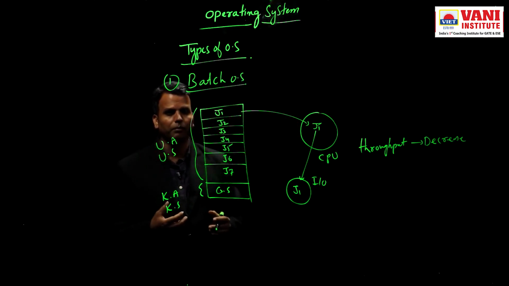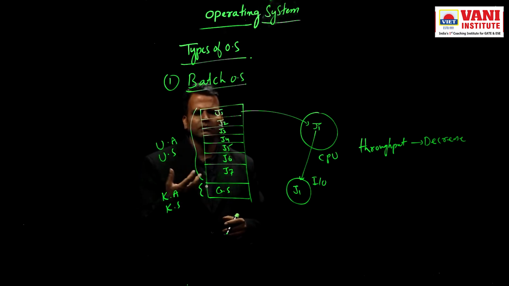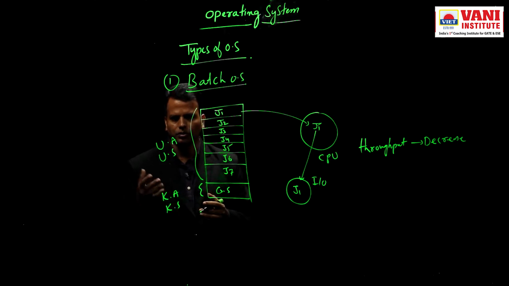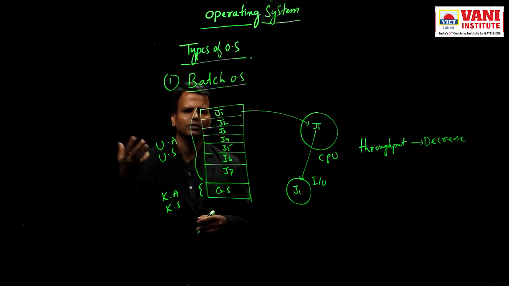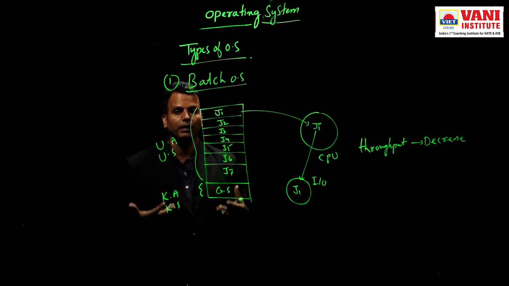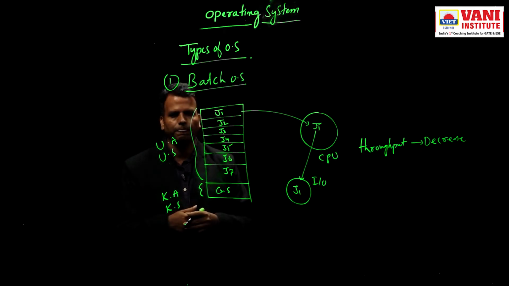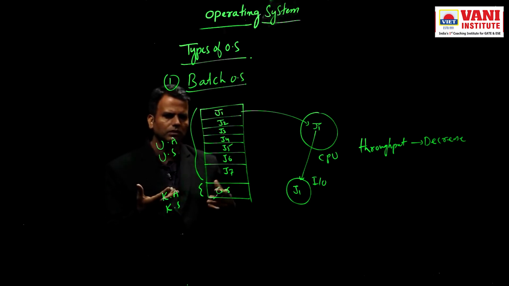What is the meaning of throughput? Number of jobs completed per unit time. That is called throughput. Suppose that in some system you are executing 100 jobs per second, and in another system only 15 jobs per second. You will say that system A is better than system B, because within 1 second I am executing 100 jobs and it keeps me interactive, while the second system is very slow. So throughput is the main concern here. If throughput is good, the system will definitely become good.